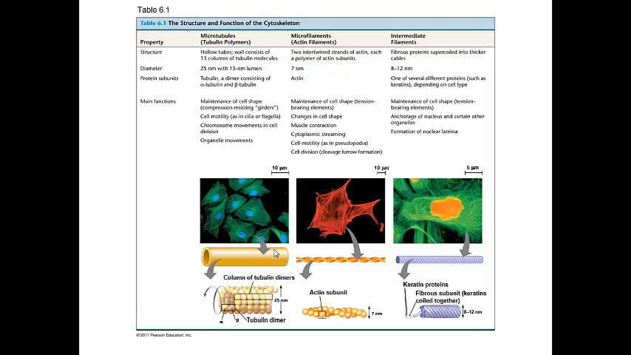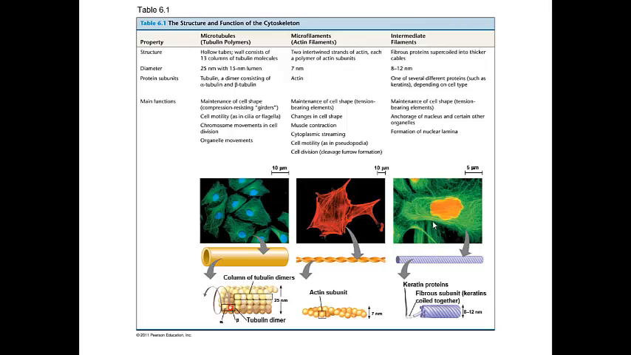Here we see a comparison of the structure of the different members of the cytoskeleton. You can see that the microtubule is the largest, it's the thickest. It's made up of small proteins called tubulin proteins, which are small globular proteins. And you see that they kind of get spiraled around to create this tube-like structure.